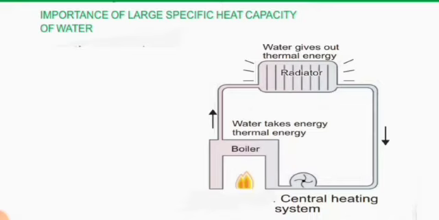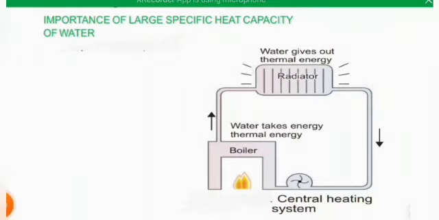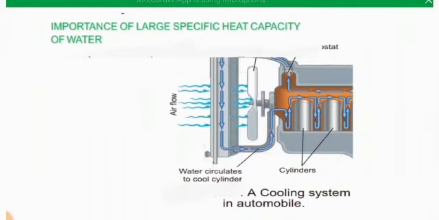Students, water has a large specific heat capacity. For this reason, it is very useful in storing and carrying thermal energy. Students, in central heating systems, as you can see here in this picture, hot water is used to carry thermal energy through pipes from boiler to radiators. These radiators are fixed inside the house at suitable places. Water has large specific heat capacity, and for this reason it is very useful in storing and carrying thermal energy.